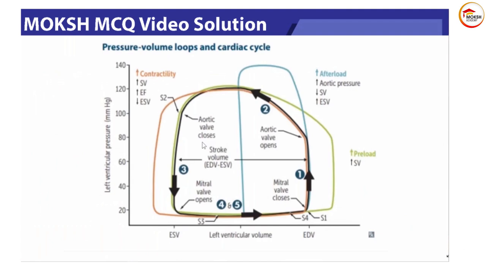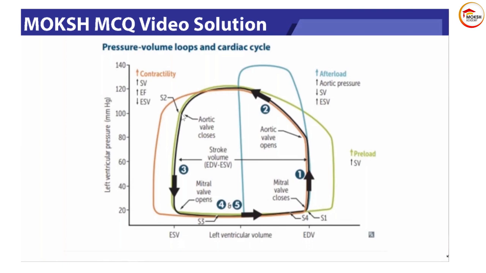This is called a PV loop. This is again a picture from First Aid. First of all, you have to look at the black curve. Just the black. Forget there exists green or red or blue. Just the black curve. Okay. Now the basic thing to know is here there is an increase in pressure, but no change in volume. That is isovolumetric contraction.